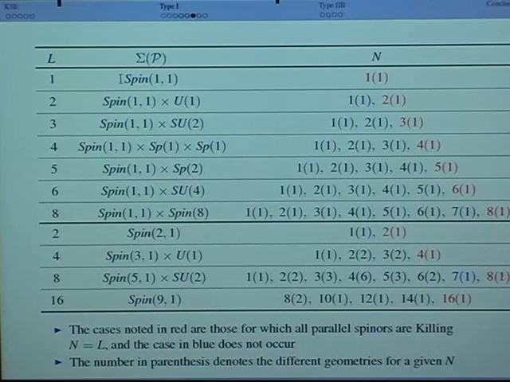Before I go on, let's go also to this Spin(9,1) case. It turns out there are no backgrounds with less than 8, and then there are backgrounds with 8, 10, 12, 14, and of course 16, which is Minkowski space-time. The cases that I indicated in red are the cases where all parallel spinors are Killing. And there is one case here that I highlighted with blue, and this case is what one calls the preon case. That means under a very mild assumption like dH vanishes, this case is excluded.